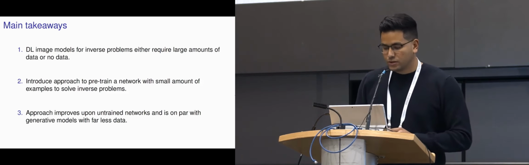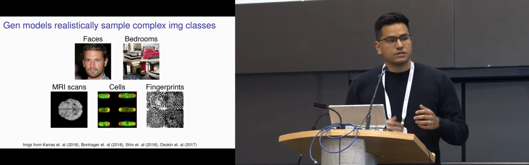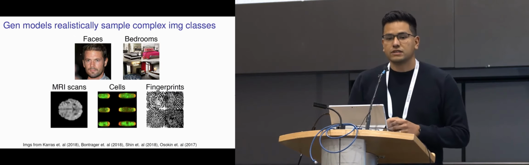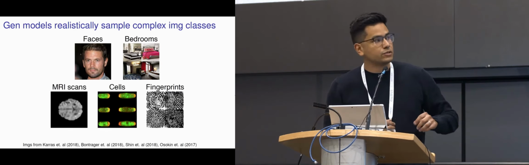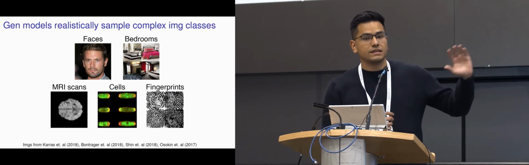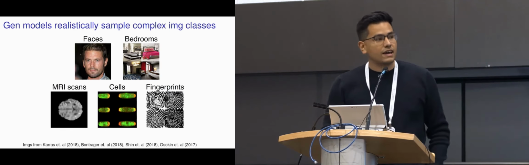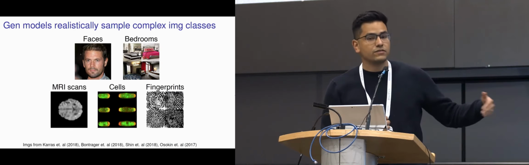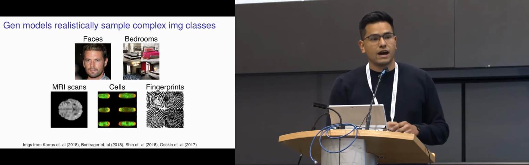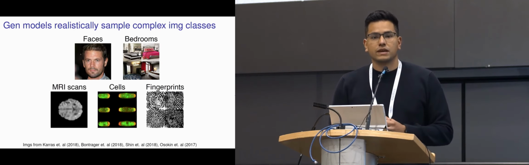All right? So I'll first go into what these high data regimes are. These are generative models known as GANs or VAEs. These generative models are neural networks that are trained to create samples from distributions of images. They've been able to create really realistic yet synthetic examples of things like celebrity faces and bedrooms. And they've been able to even create things like synthetic MRI scans, cells, and even human fingerprints. All right, so once you have a generative model that can create these types of images, how do we actually use them in an inverse problem?